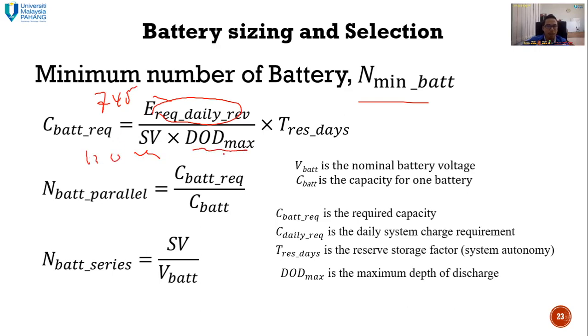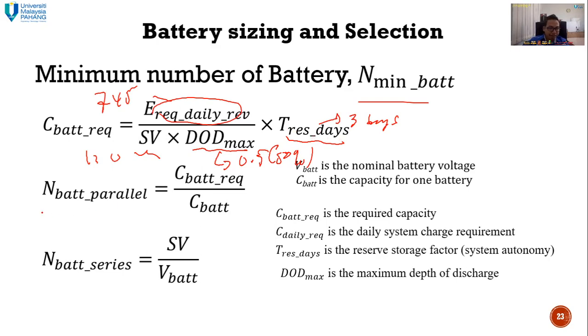Then the DOD max, let's say we have the normal deep cycle lead acid battery with 50%. So this is the 0.5. 50% is equal to 0.5, it's the same thing. Then this is the reserve storage factor or system autonomy. So let's say, like I told you before, 3 days. With this kind of value, you get the required capacity for your design. So then you get how much the required capacity is.